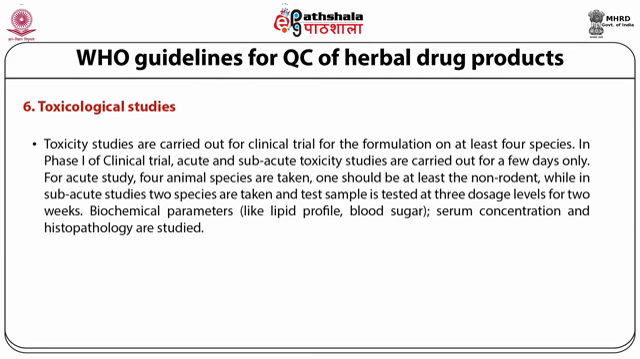Toxicity studies are carried out for clinical trial for the formulation on at least 4 species. In phase 1 of clinical trial, acute and subacute toxicity studies are carried out for a few days only. For acute study, 4 animal species are taken. One should be at least from the non-rodent group. While in subacute studies, 2 species are taken and the test sample is tested at 3 dosage levels for 2 weeks. Biochemical parameters like lipid profile and blood sugar levels of test animals are monitored, besides serum concentration and pathological parameters.